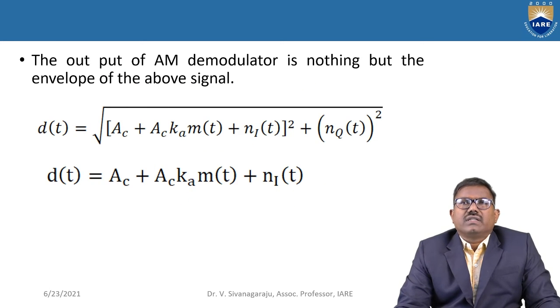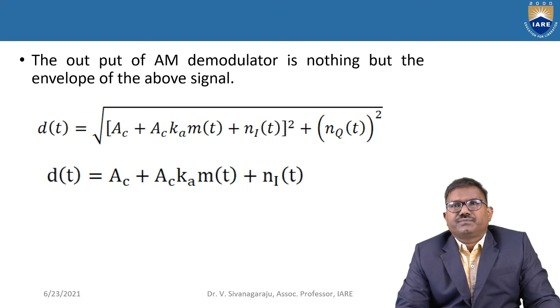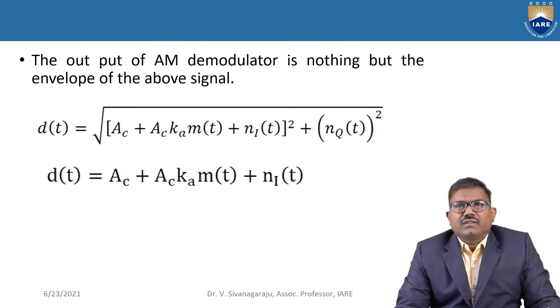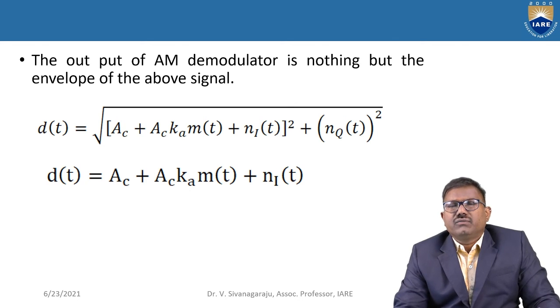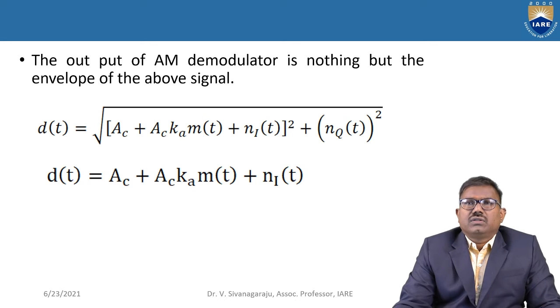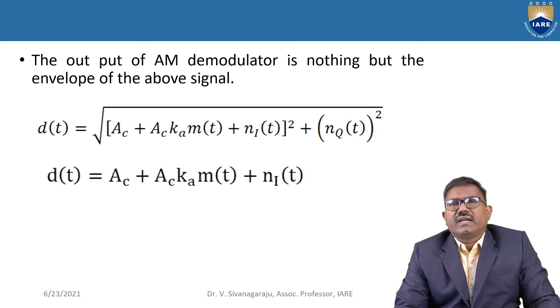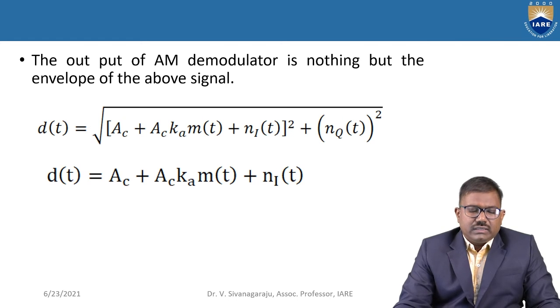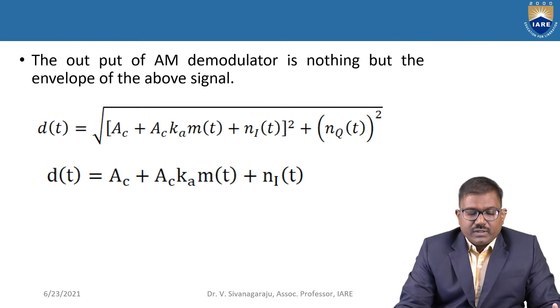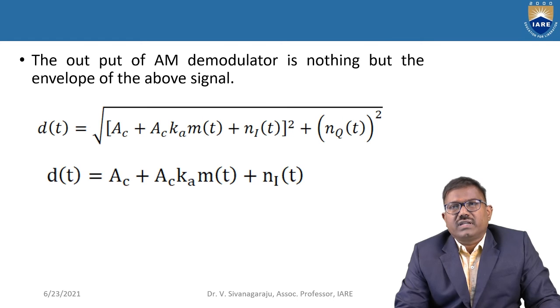demodulator, so you get the output d of t taken as AC plus AC Ka m of t plus n I of t whole square. So the first term is AC plus AC Ka m of t plus n I of t whole square, and the second one is n q of t, that is our quadrature noise component. So we are going to neglect that n q of t, and finally we got d of t, which is equal to AC plus AC Ka m of t plus n I of t.